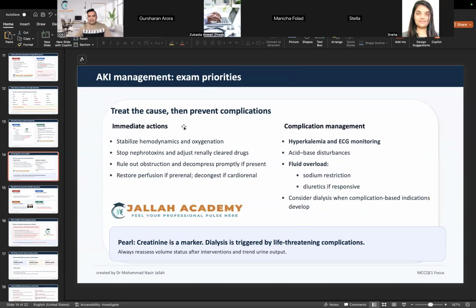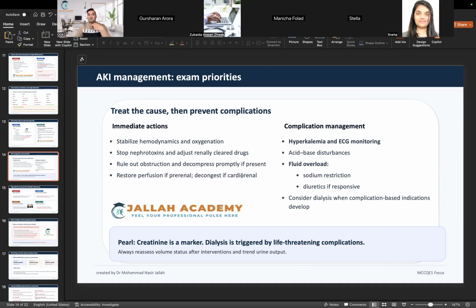So the immediate action: stabilize hemodynamics and oxygenation. Based on options, you need to be smart enough to go with that. Stop nephrotoxin and adjust renally cleared drugs. Rule out obstruction and decompress promptly. Obviously, if there is an obstruction, whatever else you do is not going to improve the patient's condition unless you do the decompression. Restore perfusion in pre-renal, decongest in cardiorenal.